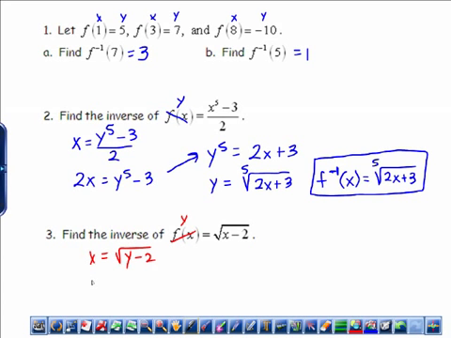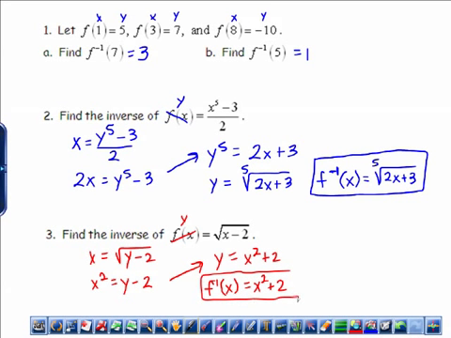Okay, now what would I do? I'd square both sides. So then I have x squared equals y minus 2. So then moving up here, I can see easily that y is equal to x squared plus 2. And more correctly, I would say that the inverse function of x is equal to x squared plus 2. And this is my final answer.